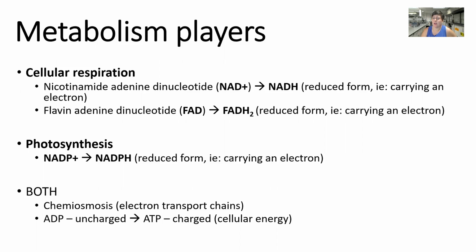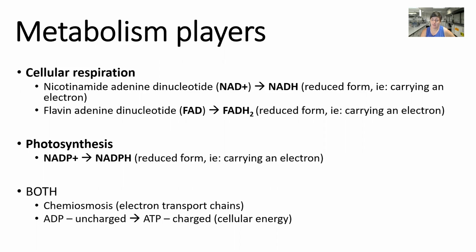The other electron carrier is called flavin adenine dinucleotide, or FAD. When it gains electrons, it gains a couple of hydrogens, and it becomes FADH2. Again, you see that hydrogen added, that means it's carrying an electron. Remember that both NADH and FADH2, when they have that hydrogen, that means they've gained an electron. That electron came from an oxidation reaction. All right. So NAD+ and FAD are both used for cellular respiration.